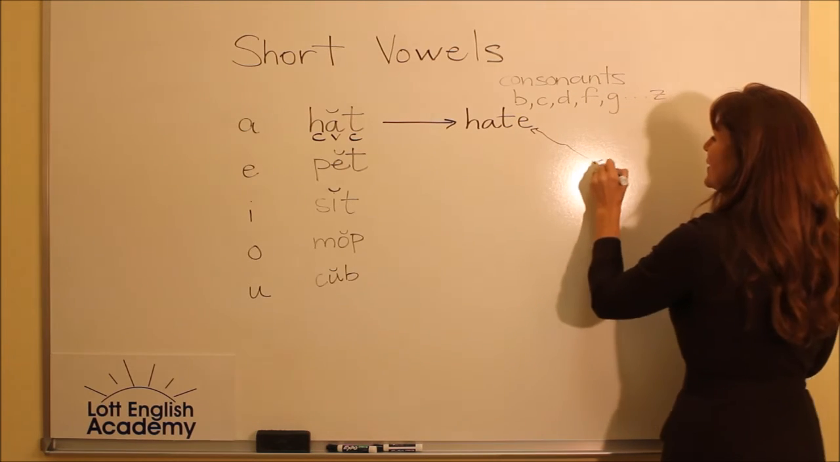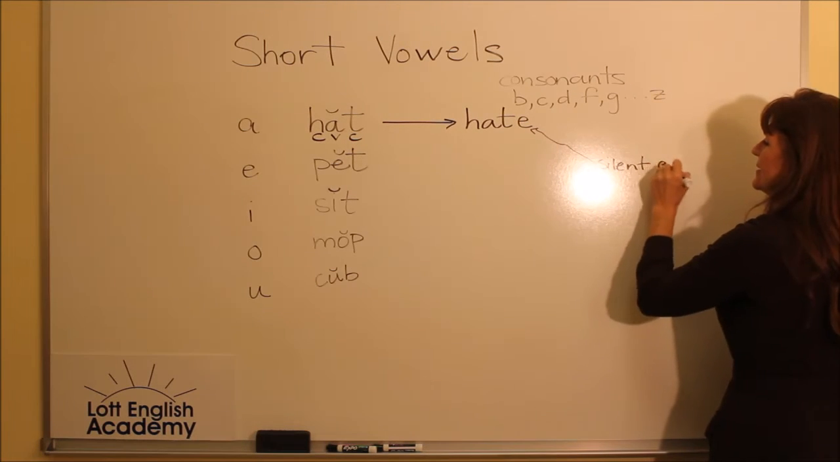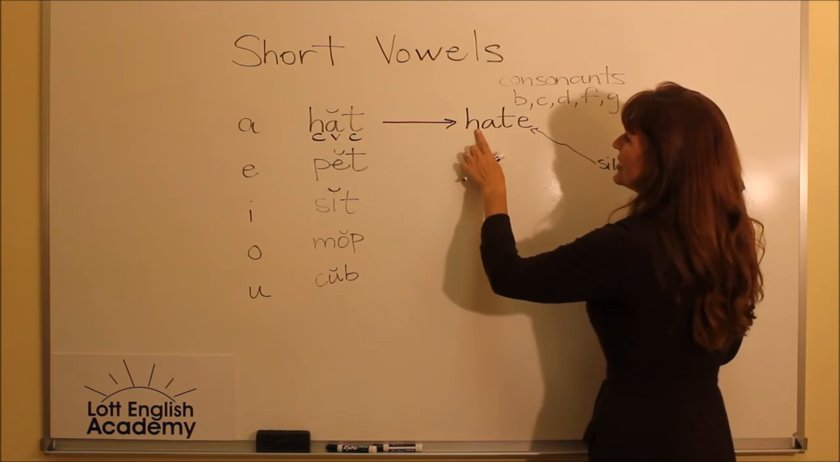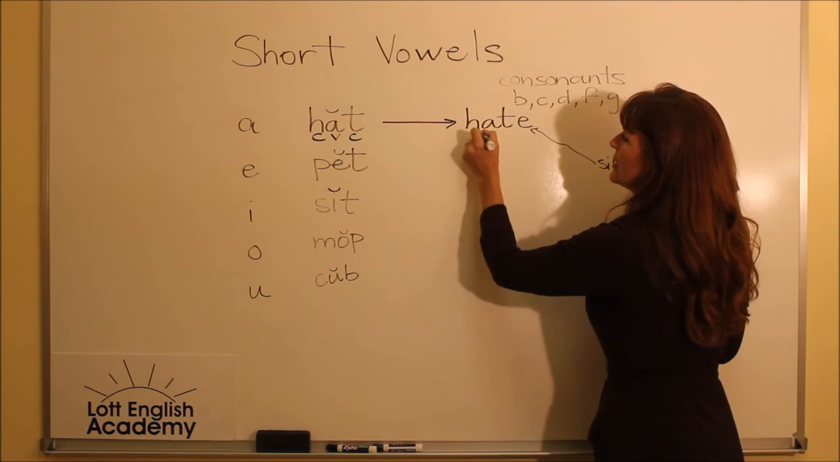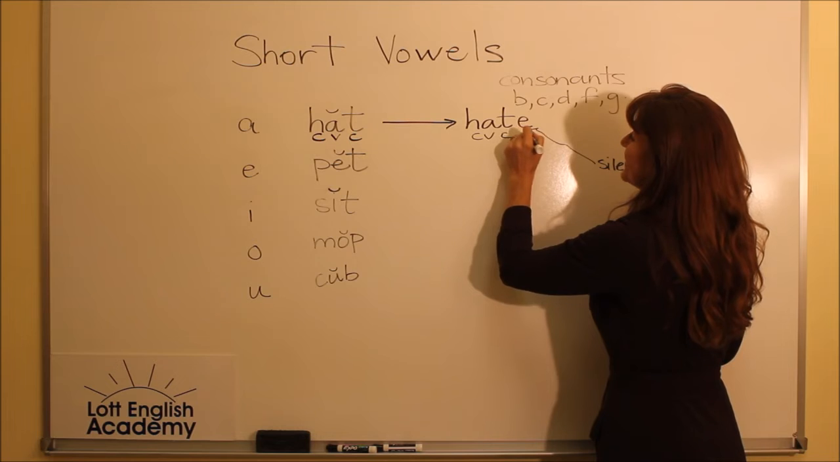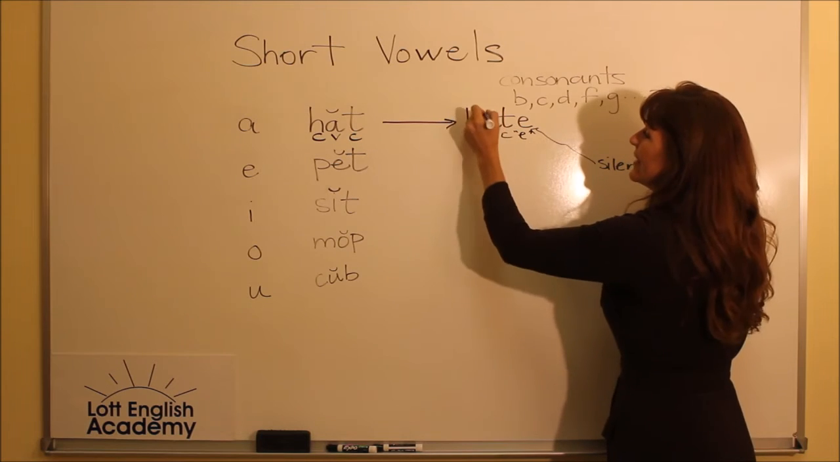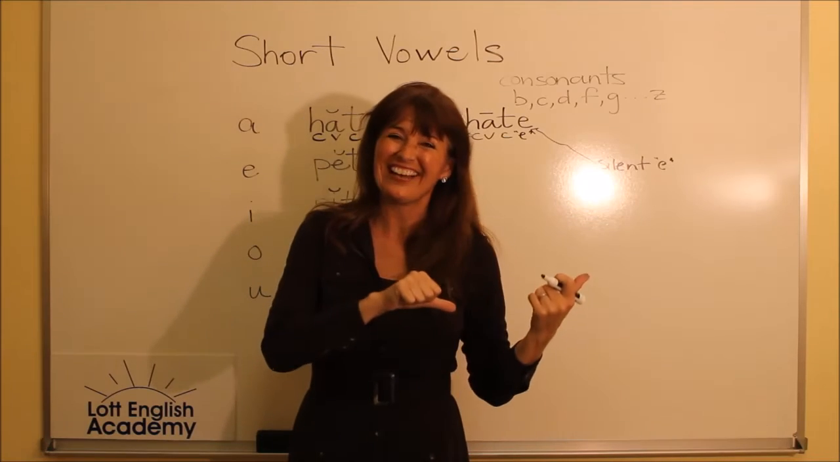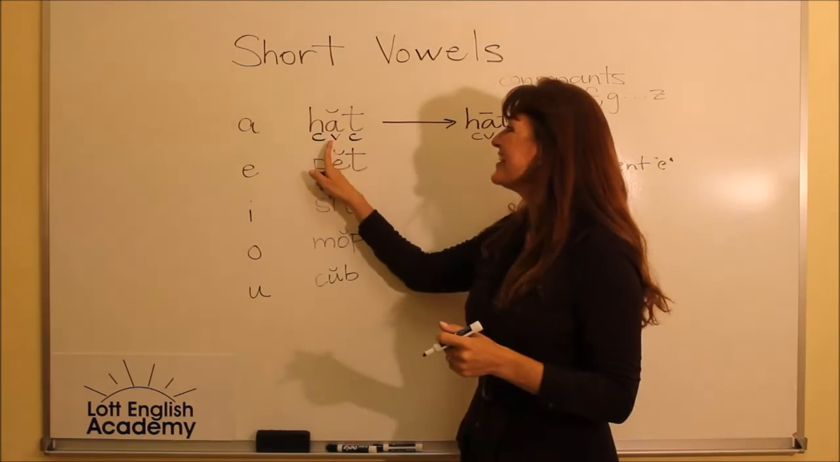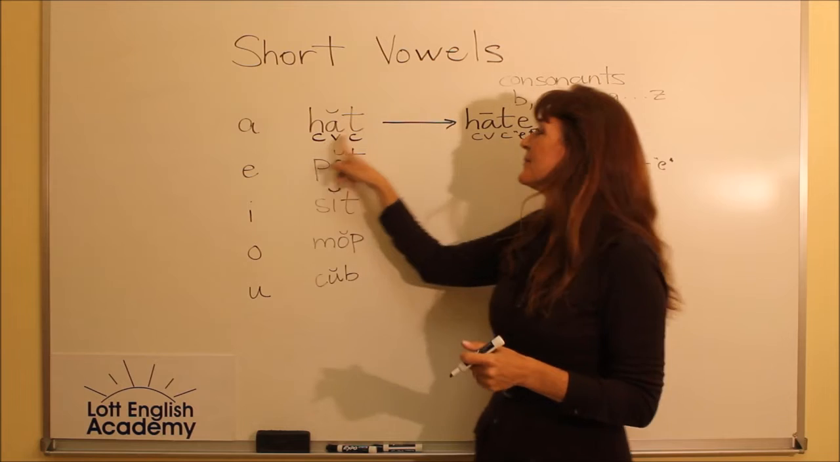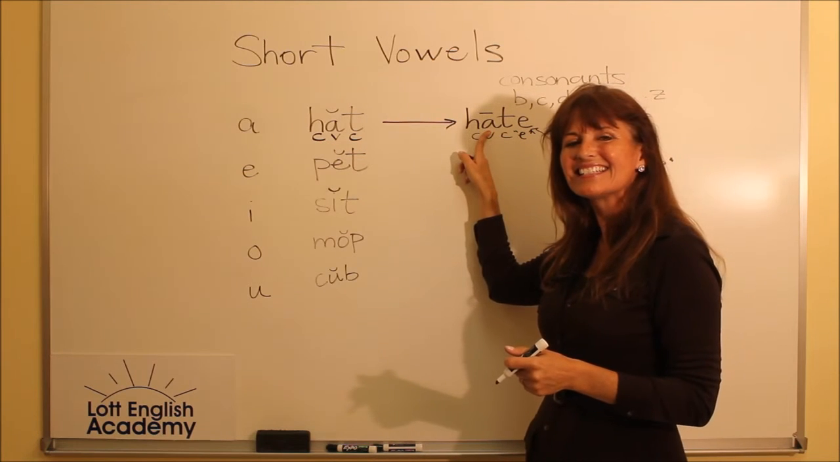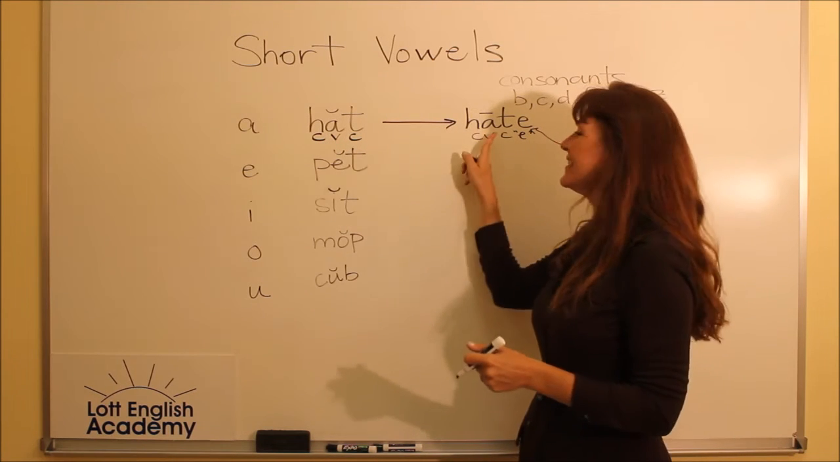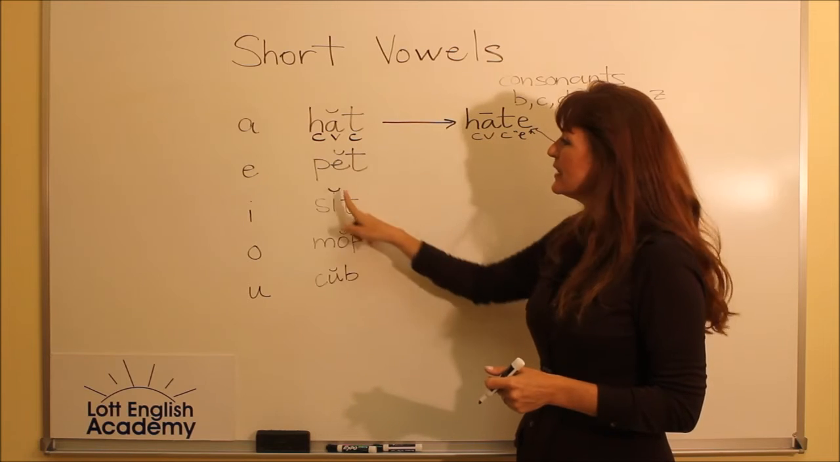Remember, we're going to call this the silent E. If I have consonant, vowel, consonant plus silent E, this A changes from a short sound to a long sound, okay? So hat changes to hate.